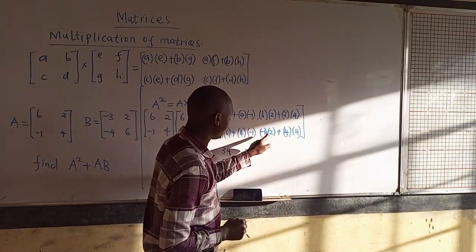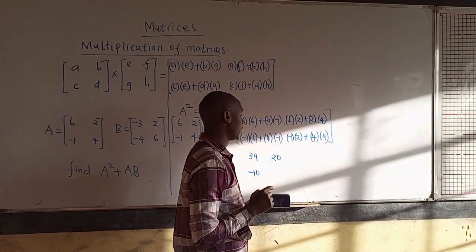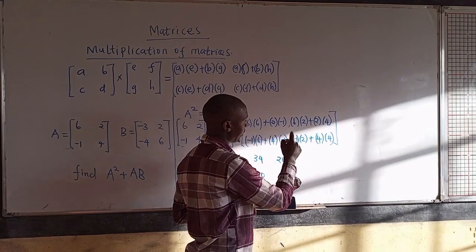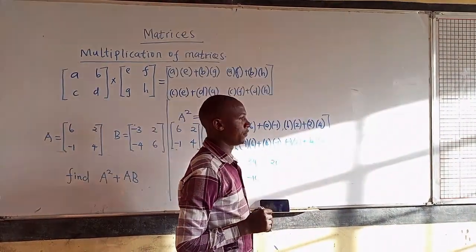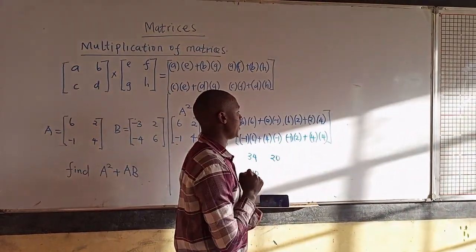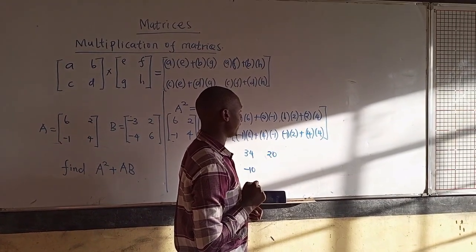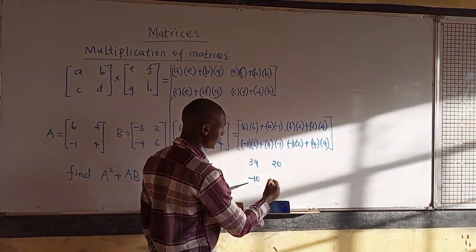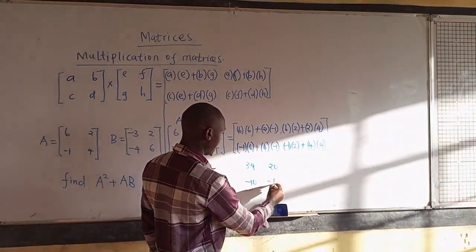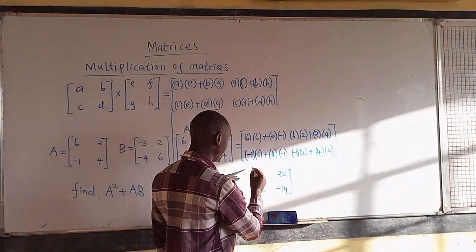And finally, negative 2 multiplied by negative 1 multiplied by 2 is negative 2. 4 multiplied by 4 is 16. 16 you add to negative 2 is negative 14. And that becomes A squared.